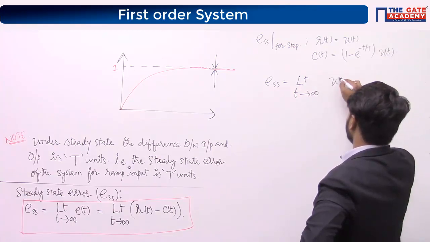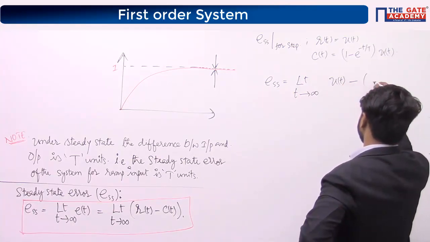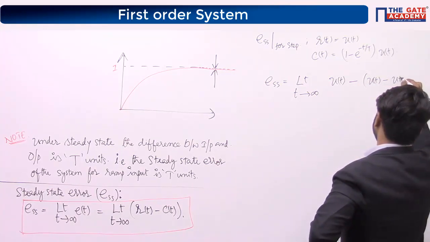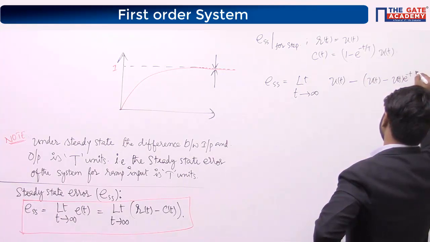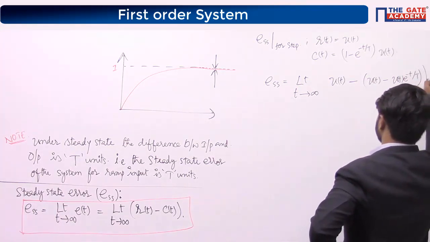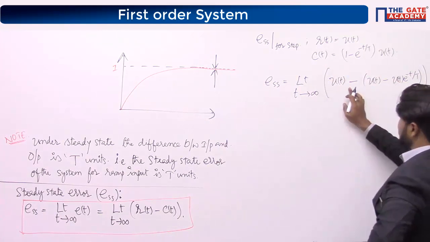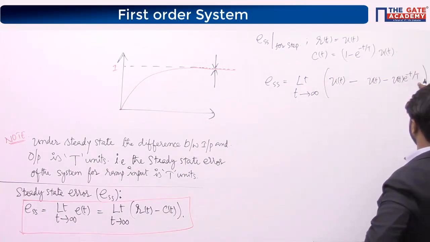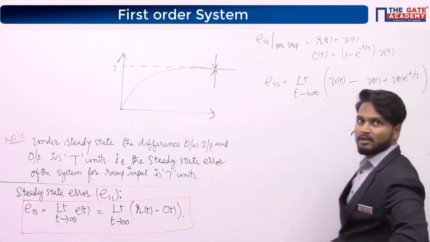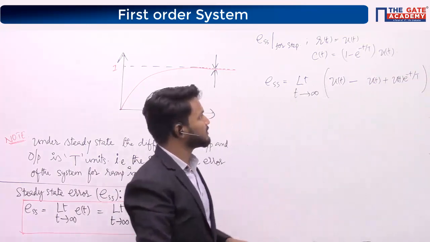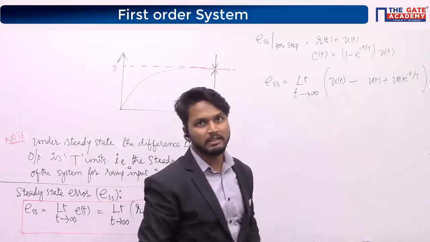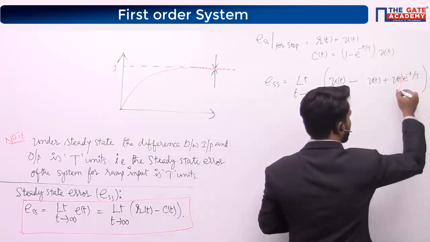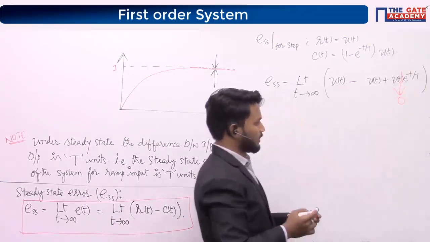So u of t minus u of t, e power minus t by capital T. If you take out this bracket, you will get minus here, you will get plus here, right? So put t is equal to infinity in this, you will get the answer. If you put t is equal to infinity, what happens to this? This becomes equal to 0, right?